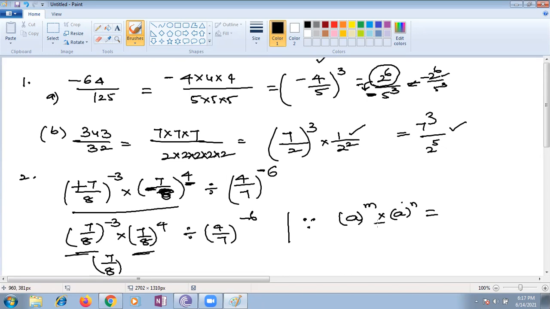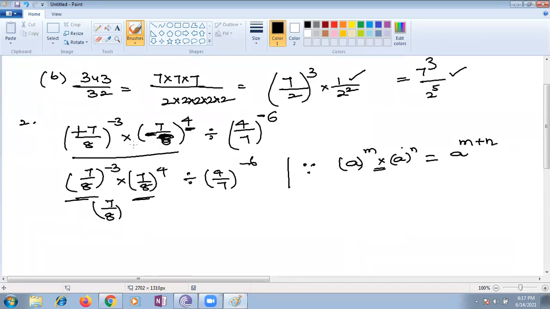If the bases are the same in multiplication, can we add the powers? Yes, we can add: a to the m times a to the n is a to the m plus n. In this case, let me write 7 by 8. This is a rational number. Minus 3 plus 4, it becomes 1.